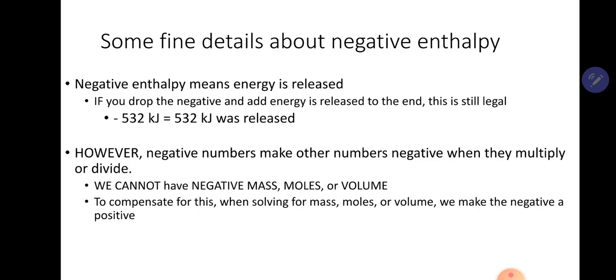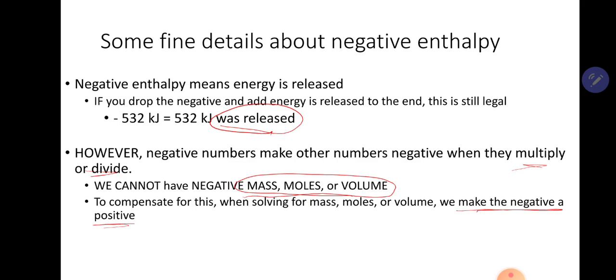So there's some tricky things about negative enthalpy that we got to talk about. So yes, negative enthalpy means that energy is released, and you can drop the negative if you add "was released" after your energy number. But that negative also makes it really complicated when we multiply and divide things because it makes things negative. So if you were calculating for mass, volume, or moles, you can make the negative a positive for calculation purposes. You don't have to do this for energy, but for mass, volume, or moles, you've got to do it.